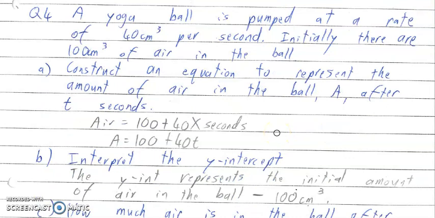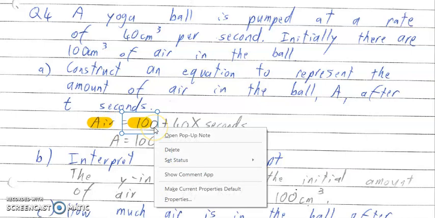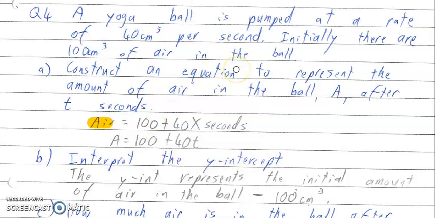All right, let's look at question 4. So, a yoga ball is pumped at a rate of 40 cubic centimeters per second. Initially, there are 100 cubic centimeters of air in the ball. Construct an equation to represent the amount of air in the ball A after t seconds. So once again, we're not using x and y. So the amount of air in the ball, well, we start with 100. Whoops, let's try that again. We start with 100 and then we are getting 40 every second. So we have 100 cubic centimeters of air to start with, and for every second that we pump, we get an additional 40 cubic centimeters of air in there.